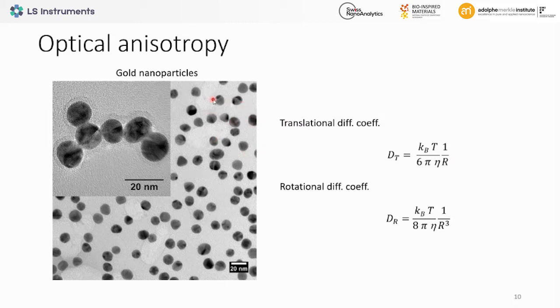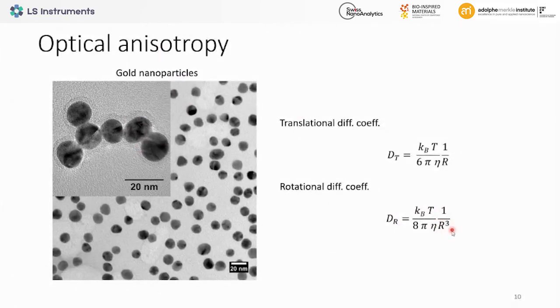Now, once you have depolarized scattering, you can measure rotational diffusion coefficients, because particles in a fluid are not just moving randomly owing to Brownian motion, but their orientation also changes randomly, so they rotate back and forth. Basically, what is diffusing is their rotation. In this case, if we have round or fairly round particles, the dependence of the rotational diffusion is different.